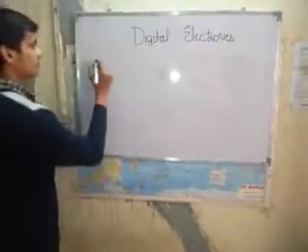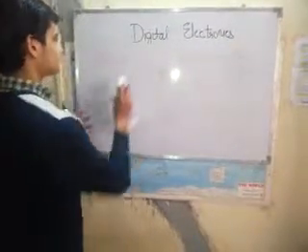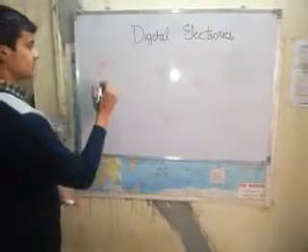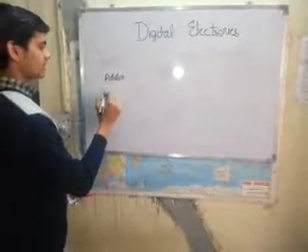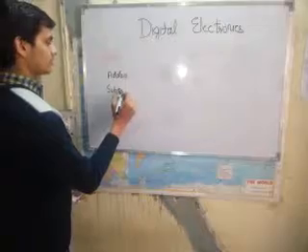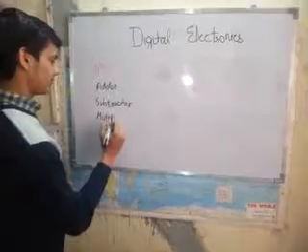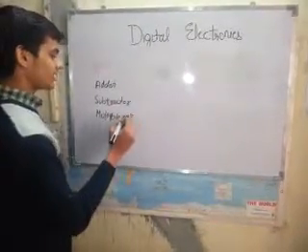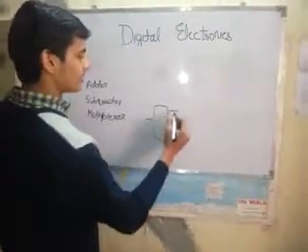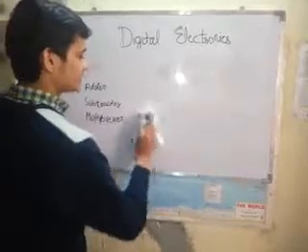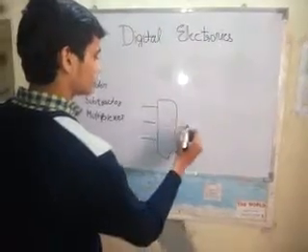So now types of combinational circuit. In combinational circuits we have adder that adds 2 or 3 bits. We have subtractor and multiplexer. Multiplexer is a kind of combinational circuit that converts multiple inputs into a one output circuit.